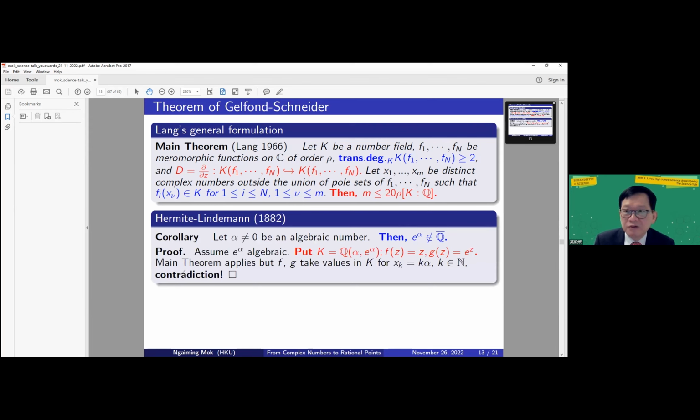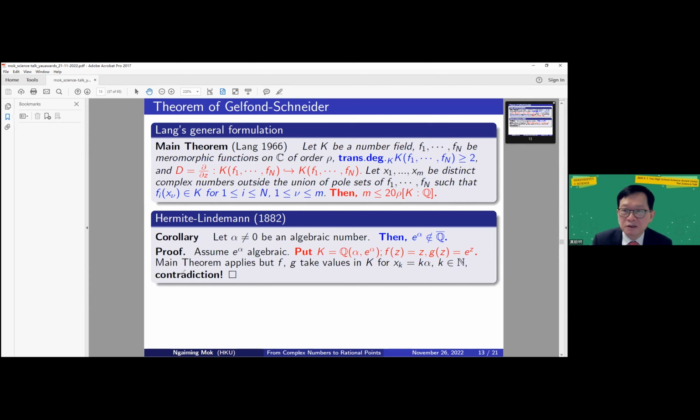You can think about this as just rational numbers. You can already get something as an example. And then you look at multiples. So take alpha, 2 alpha, 3 alpha, and so on. You will have an infinite number of such numbers such that the exponential function and the function z, the coordinate function, both take algebraic values.